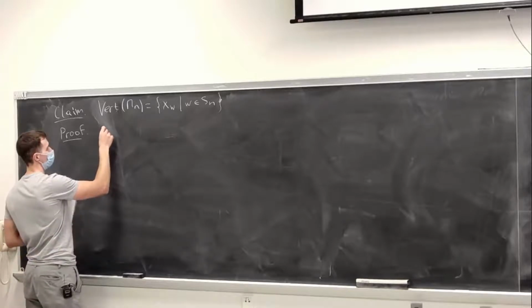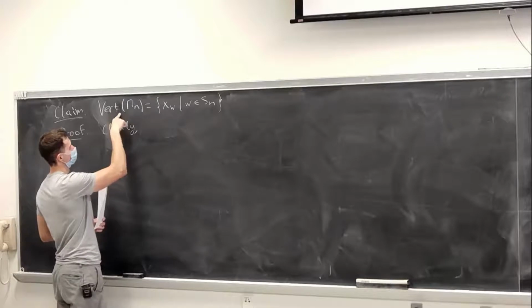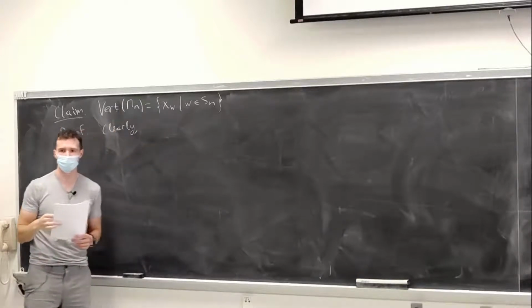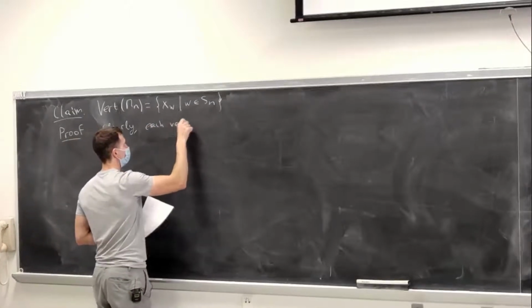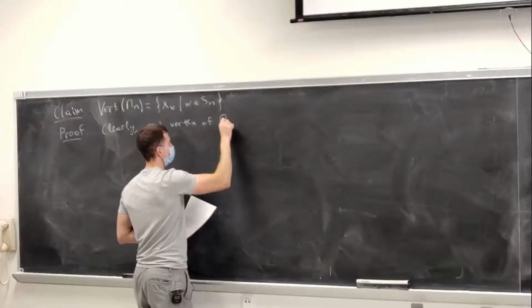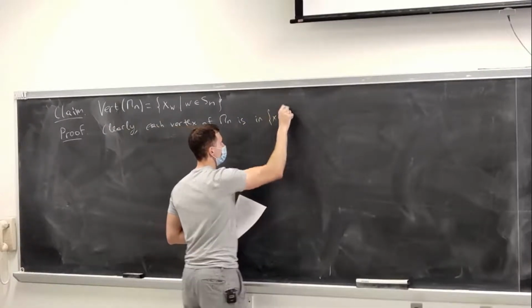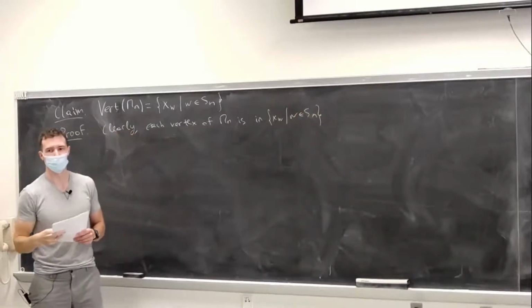So first of all, clearly the vertices of the Permutohedron are contained in this set. Each vertex of the Permutohedron is in this set x sub w. Why is that clear?